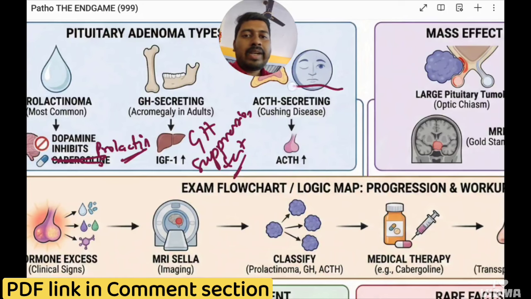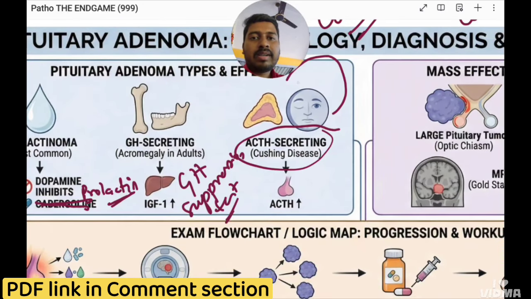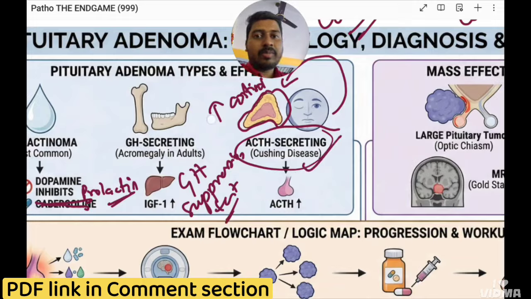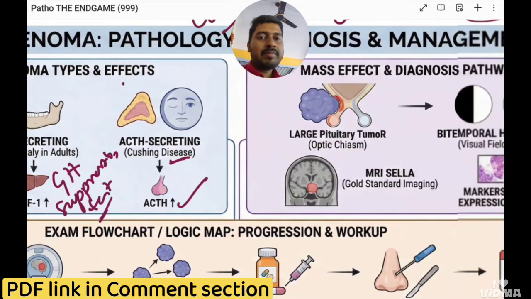test. Now it can be an ACTH secreting tumor also, which acts on the adrenal gland and causes increased release of cortisol, that leads to Cushing's disease. It is not Cushing syndrome. Cushing syndrome is different, Cushing disease is different. When the pituitary is involved, it is called Cushing disease. So there will be increased ACTH from the pituitary.